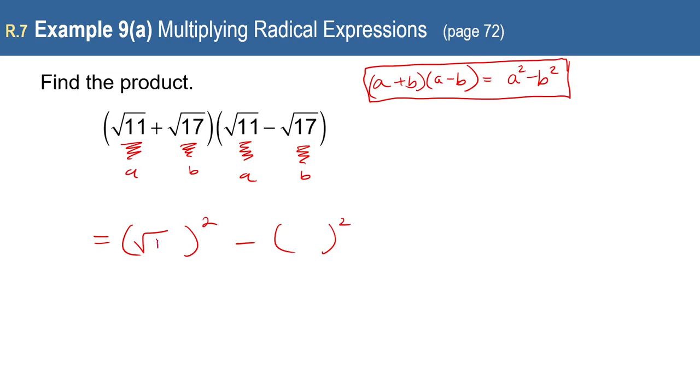I have the square root of 11 squared minus the square root of 17 squared. Now the square root of 11 squared is 11, and the square root of 17 squared is 17. This simplifies to -6. So it's very important that you memorize the formula for the difference of squares. It shows up quite often.